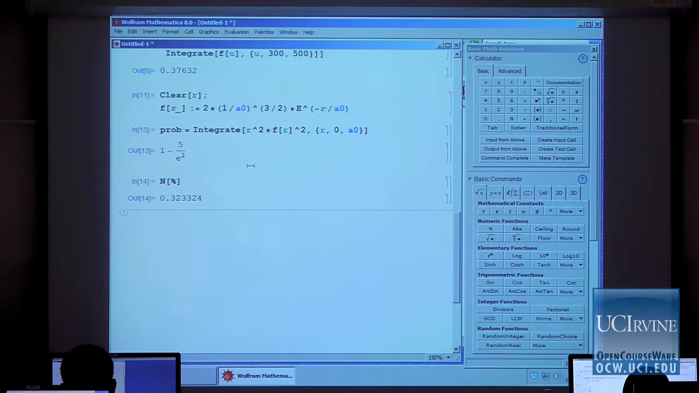Well, let's go ahead and put in a value for the Bohr radius. It happens to be 0.0529 nanometers. And then we'll plot r squared times f of r quantity squared. And we'll do that from r goes from 0 to 3 times the Bohr radius. All right, so let that rip.